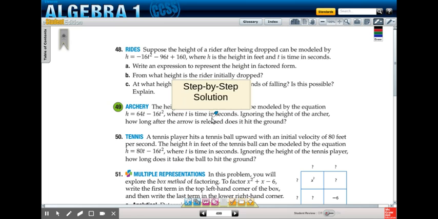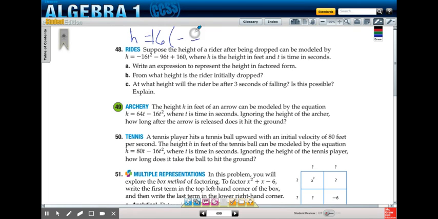So I'm going to get h equals 16 times, and then let's see, that's supposed to be 16. Yeah, I'm aware of that now. Negative t squared, and then I need negative 6t plus 10. So there is the factored form, or should be the factored form.